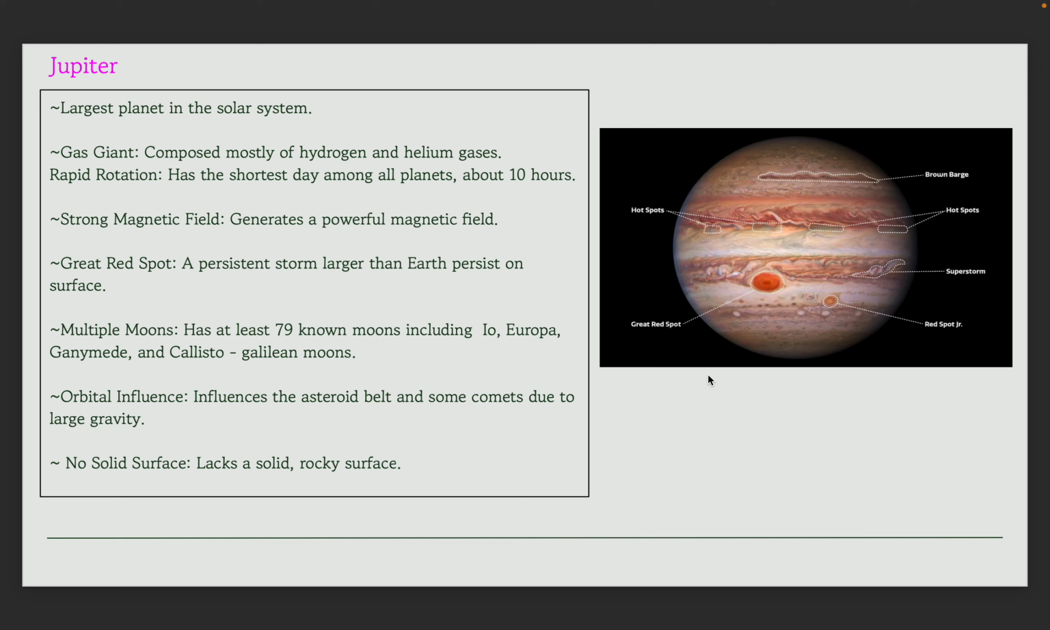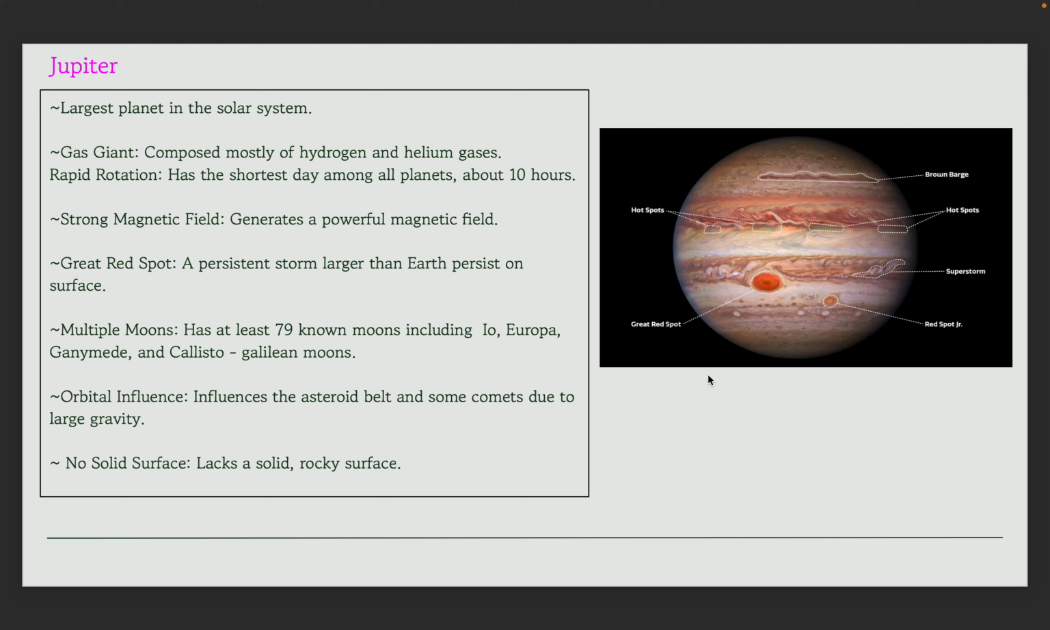Now we can go to Jupiter, the largest planet of our solar system. Jupiter is a gas giant composed mainly of hydrogen and helium gases. Jupiter has rapid rotation, with the shortest day among all planets, about 10 hours. Jupiter has a very strong magnetic field.